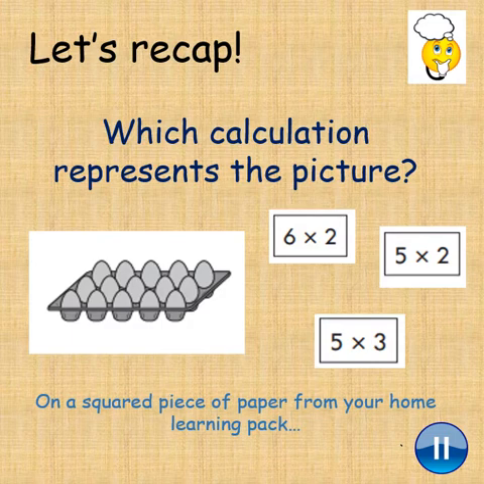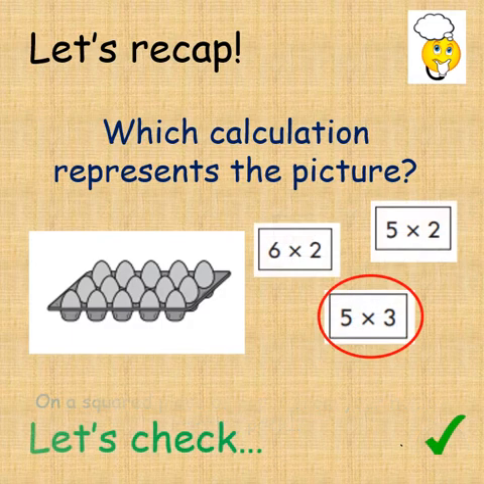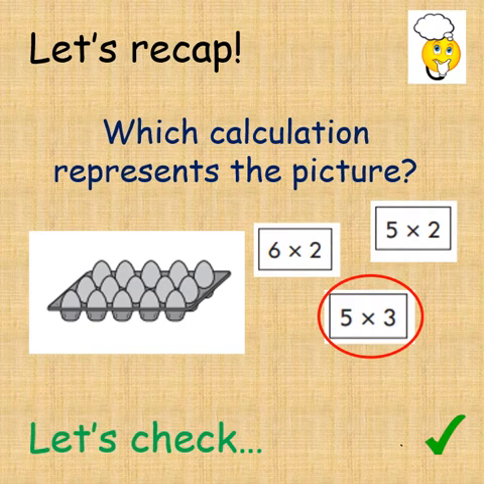Okay, the last egg picture that we're going to do. Have a look at the 3 calculations. Which calculation represents the picture this time? Pause the video here so you've got time to write your answer. Well done everyone. You should have got 5 multiplied by 3. If you have, give yourself a tiny tick. Well done.